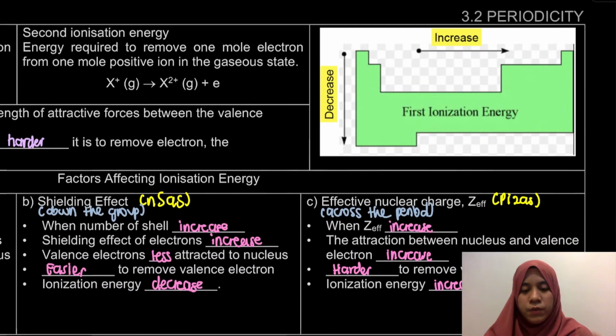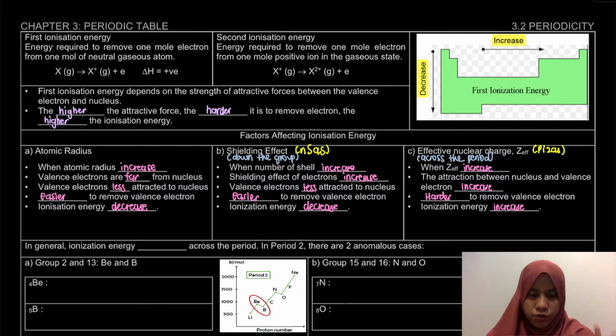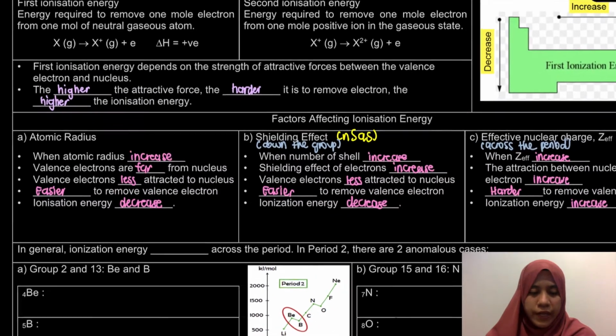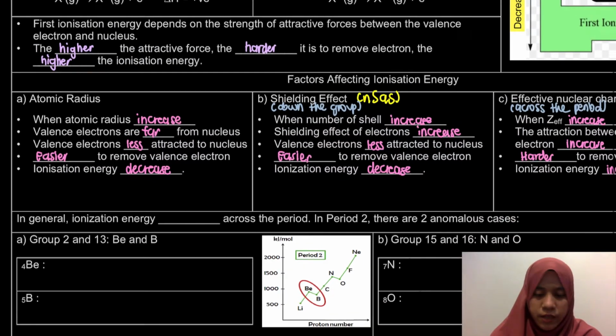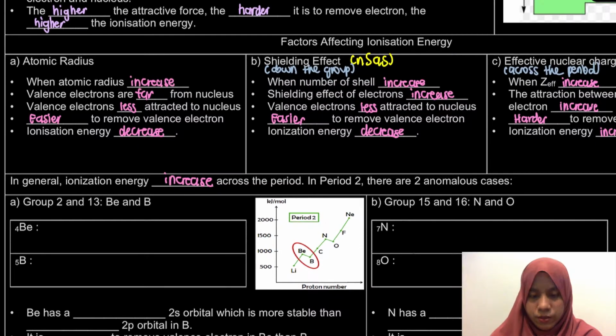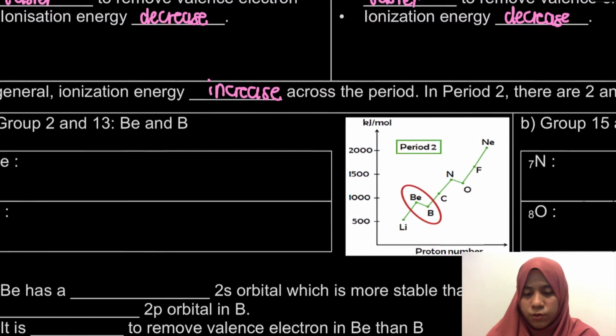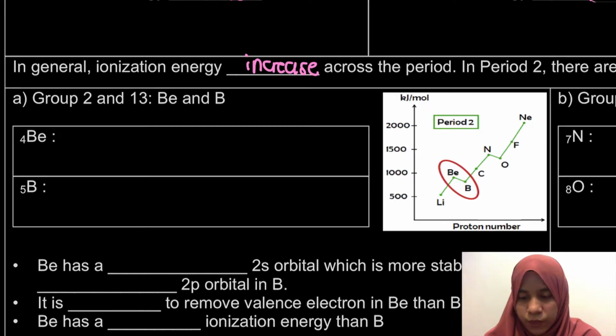energy. But we're going to talk about anomalous cases too. Okay, in general, ionization energy increases across the period, because of the increasing Zeff. In period 2, there are 2 anomalous cases. Okay, so in this case, in period 2 first, we're going to look at beryllium and boron, which are group 2 and 13.